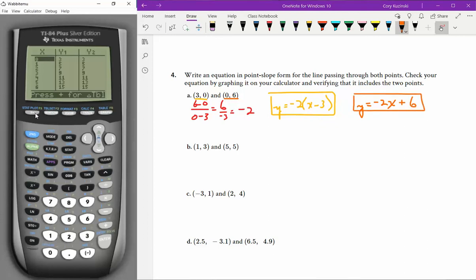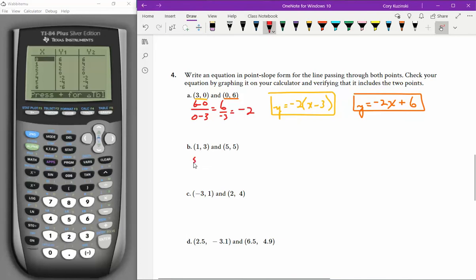Let's graph them both. Negative 2 times x minus 3. And negative 2 times x plus 6. Let's look at the tables. That's the easiest way to tell. Yep, same values, so I must have done it right.